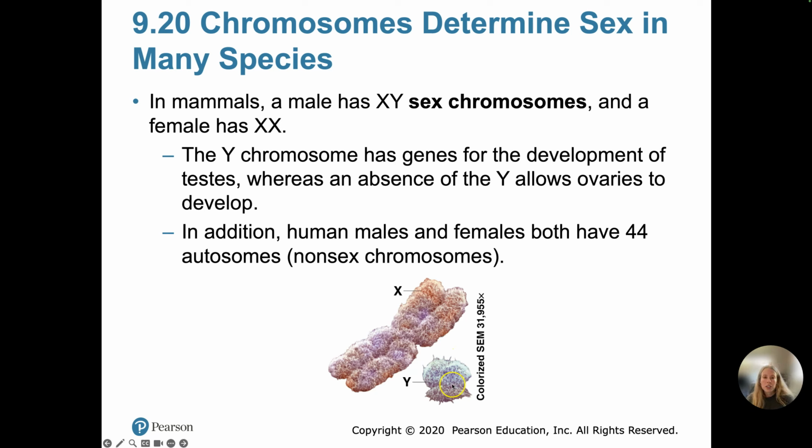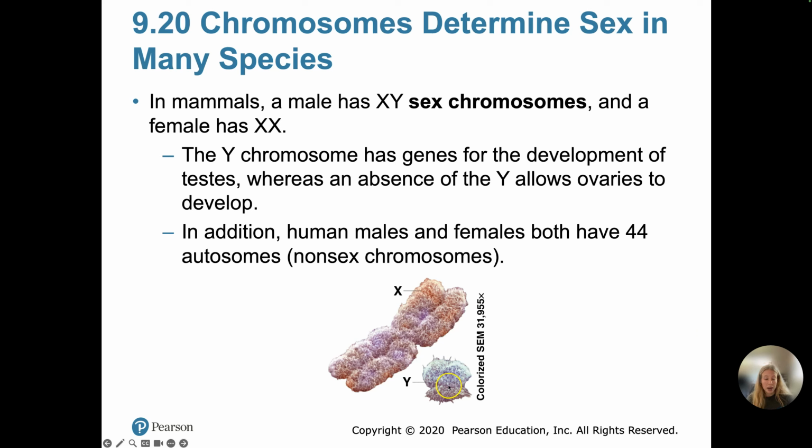The Y chromosome, since it's so small, has genes for the development of testes in males, but it doesn't really have many other genes besides that. An absence of the Y chromosome allows ovaries to develop. So an XY individual would be a male. The Y chromosome has the genes that cue the development of the testes. If the Y chromosome is absent, that would allow ovaries to develop. In addition to these X and Y sex chromosomes, human males and females both have 44 autosomes, which are the non-sex chromosomes, and that gives us a total of 46 chromosomes in humans.